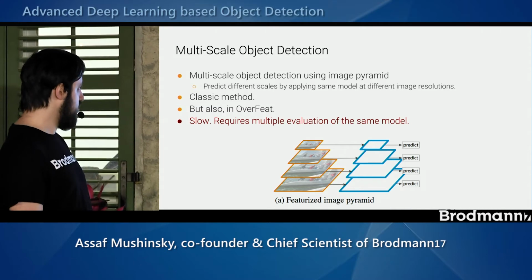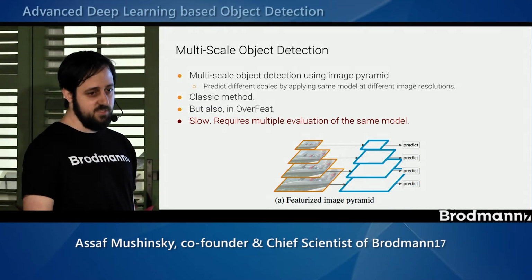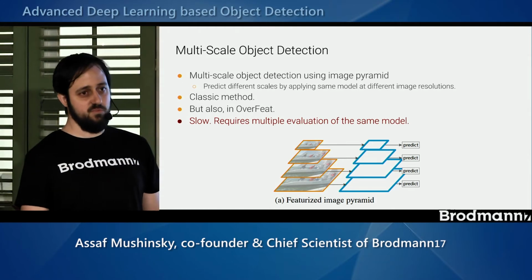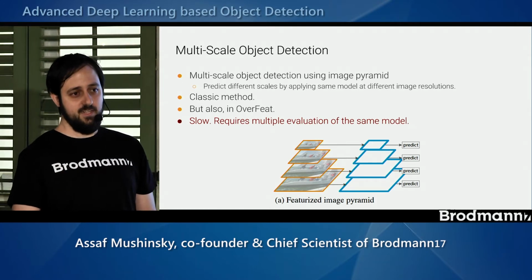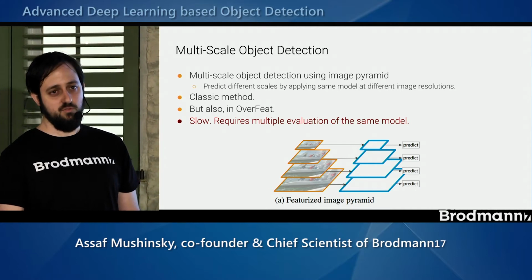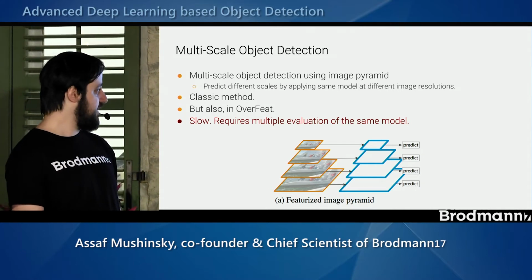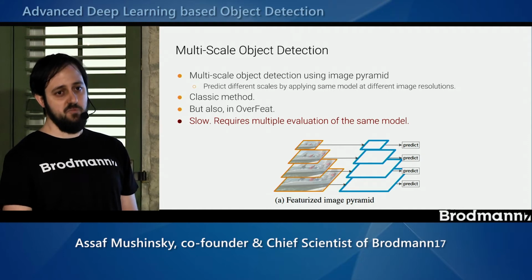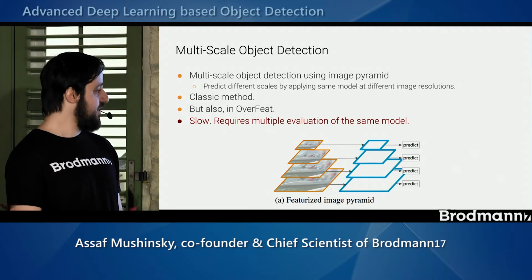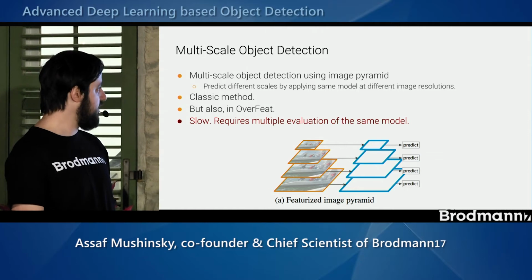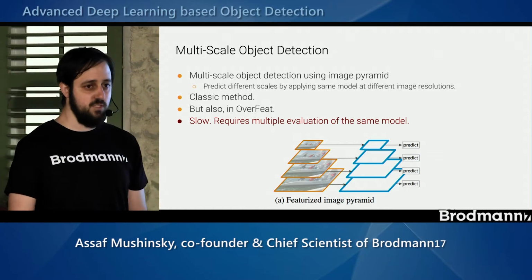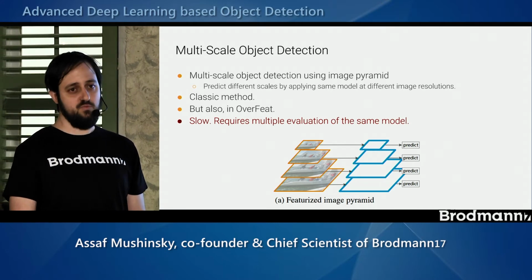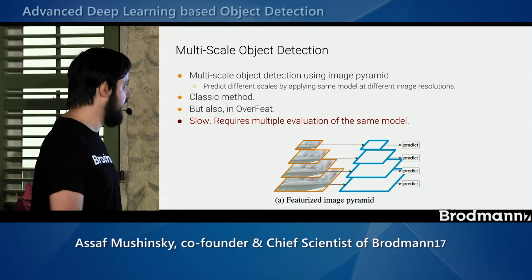Okay, so now we'll take a look into multiscale object detection. Basically, the way that we performed multiscale object detection in the classical days was to take the same algorithm and apply it over different sizes of the image. We take the image, we make a pyramid out of it by scaling it, and apply the same model again and again. This is similar to what we saw applied in OverFeat. But this is, of course, very slow because it means we have to apply the same model again and again.